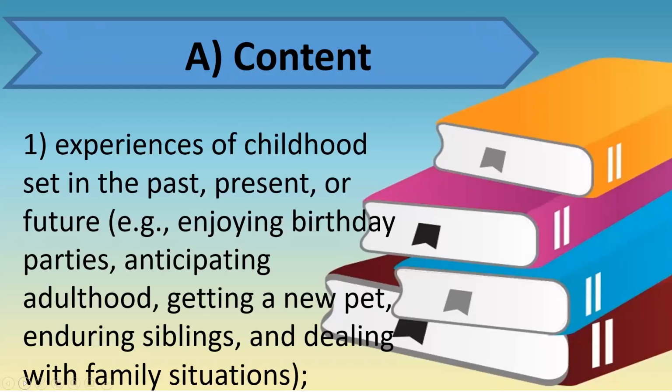Okay, so children's literature can be identified based on the following, and it is suggested that the following will be present in every children's literature, if not all. Okay, so in terms of content, children's literature shows experiences of childhood set in the past, present, or future. Examples, we have enjoying birthday parties.